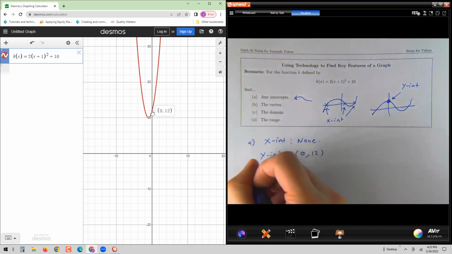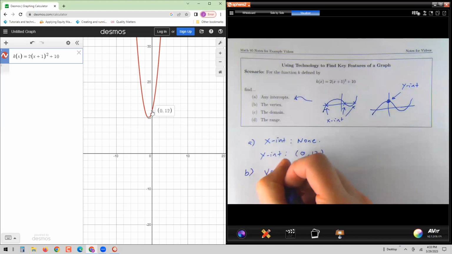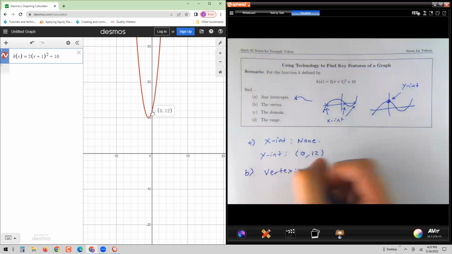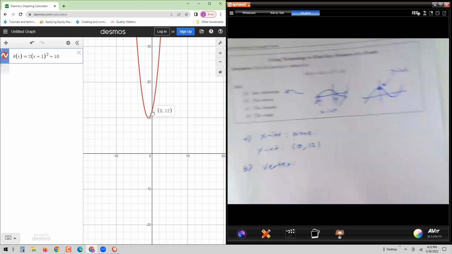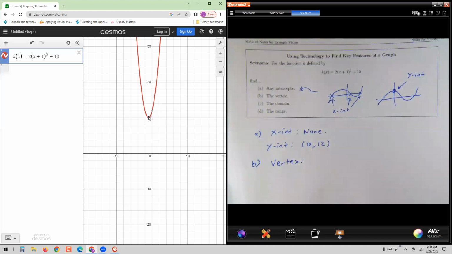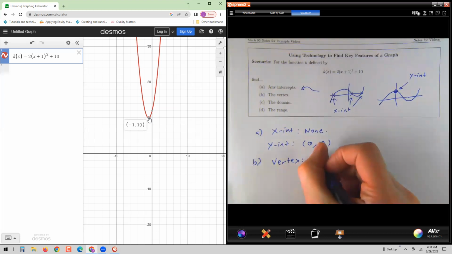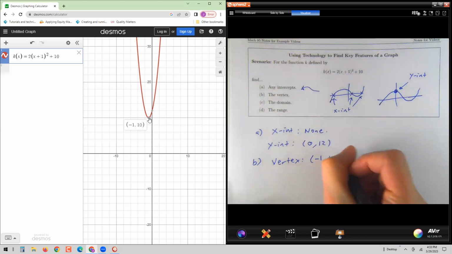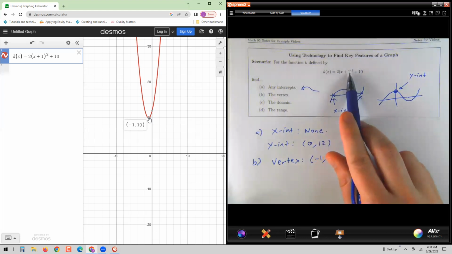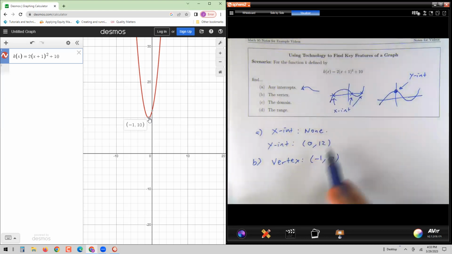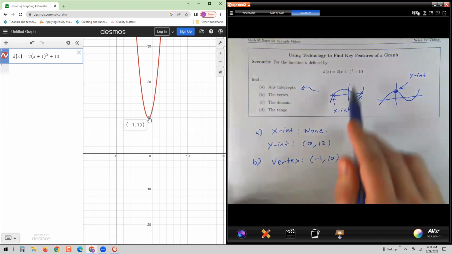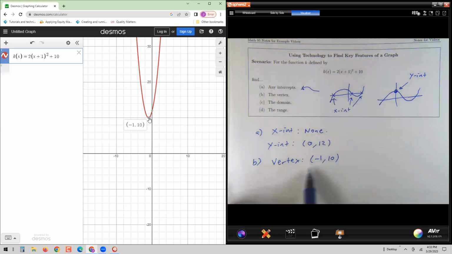Vertex. That's the lowest point of this parabola. And again, it's giving me the dot, and that's the dot (-1, 10). The interesting thing is if you look at this equation, you can see where that 1 piece is coming from and the 10 is coming from. This is something called vertex form, and it makes it so we can see what this should be before we graph it.